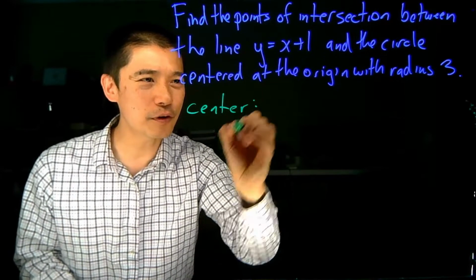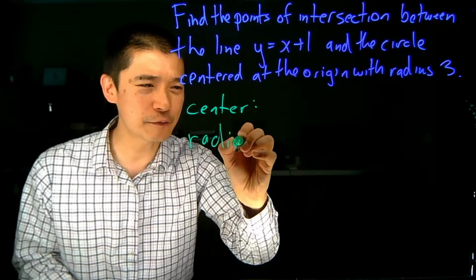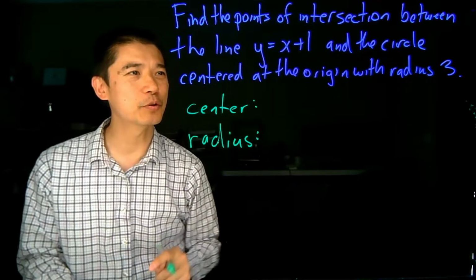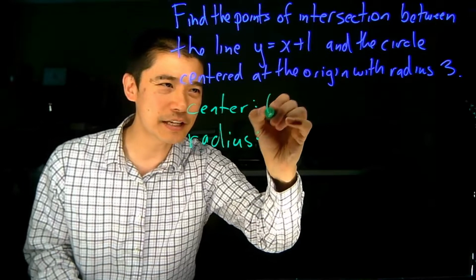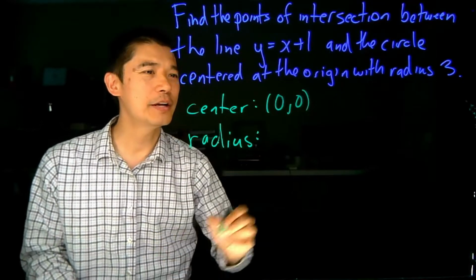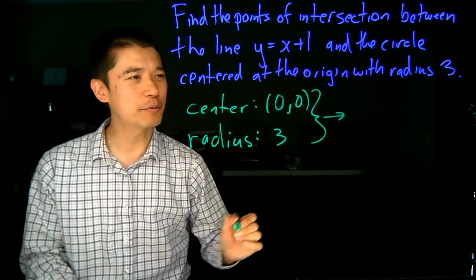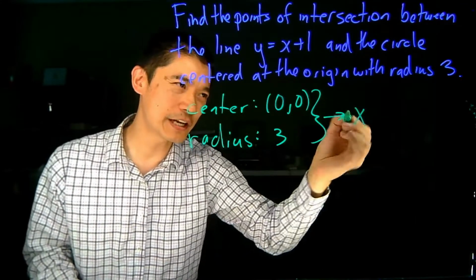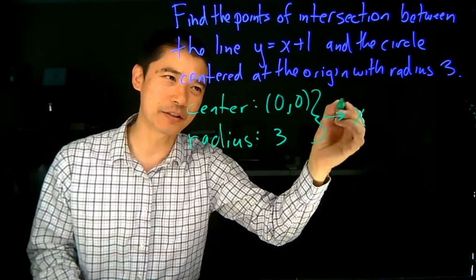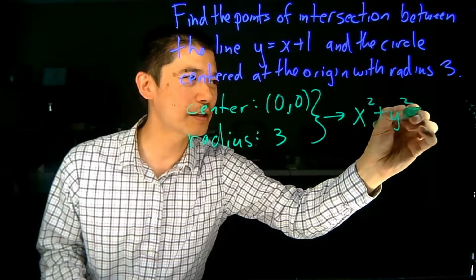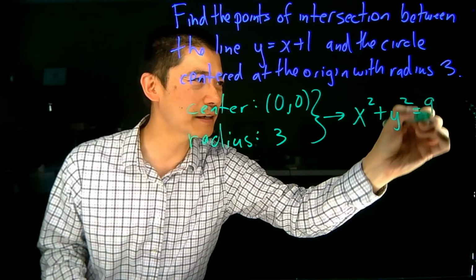Now, just as before, we need two pieces of information to get the equation of a circle. We need the center and the radius. And fortunately, we're told this explicitly. The center is at the origin, the point (0, 0), and the radius is 3. So we put this together into the formula for a circle. Technically it's going to be x minus 0 squared, but since x minus 0 is just x, we're going to leave it like this. x squared plus y squared is equal to 3 squared, which is 9.